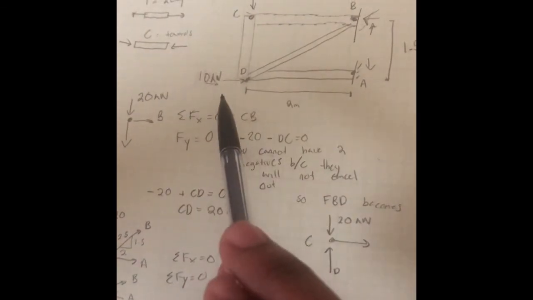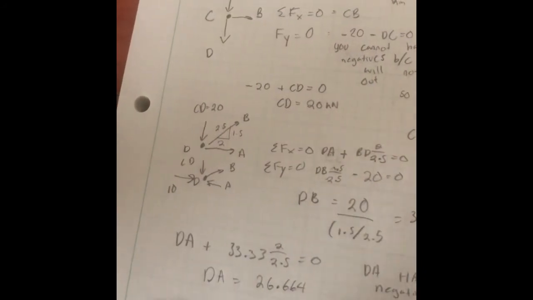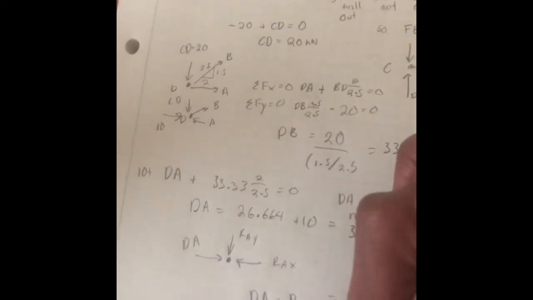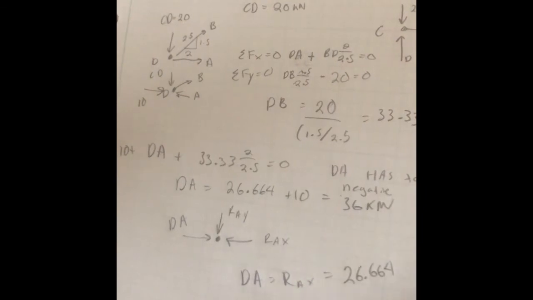Good luck on studying. All right, guys, I actually forgot the 10 kilonewton force at joint D, so we're going to have to draw that here real quick. It acts like this. So if it acts like that, it's going in the positive x direction, so I would just have to add plus 10 to my DA, because it is plus 10 to the force, so it would actually be 36 kilonewtons. And this would also be 36 kilonewtons.